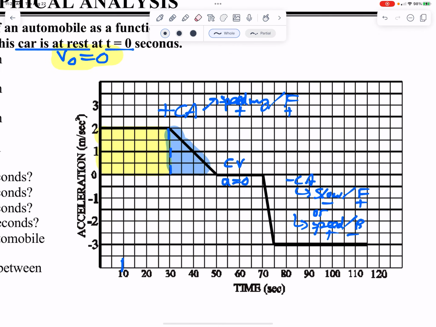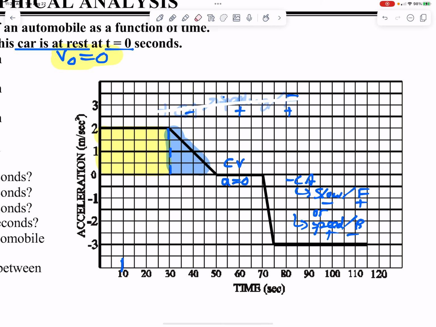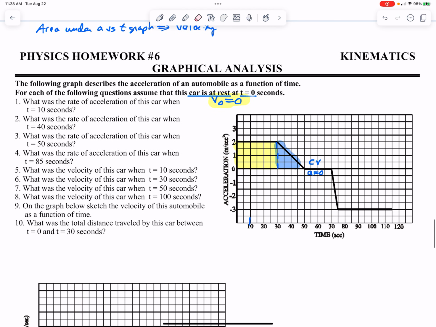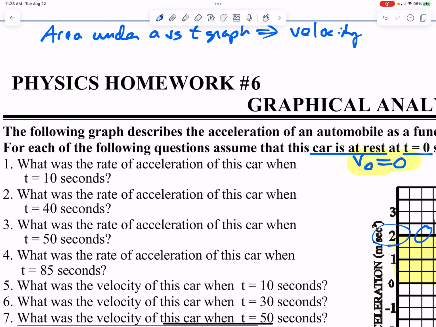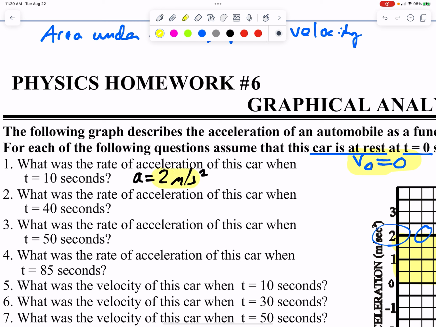All right, let's actually begin the problem. I'm going to erase some of this other stuff here that I don't need. Now, number 1, what is the acceleration at 10 seconds? Well, we go to 10 seconds on the graph. We look and see at 10 seconds would be here. You can see we have an acceleration of 2 meters per second squared. So questions 1 through 4 are pretty straightforward. We're just reading right off the graph.